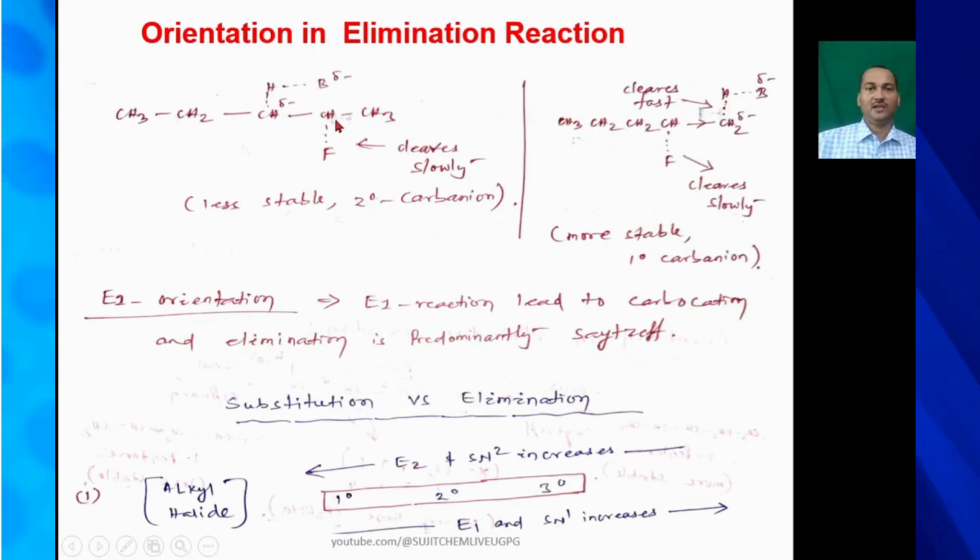Here you can see, if this C-F bond cleaves, it would give rise to a secondary carbanion, which is less stable. This one cleaves slowly, and this one cleaves fast. As a result it would give rise to a primary carbanion, which will be more stable.